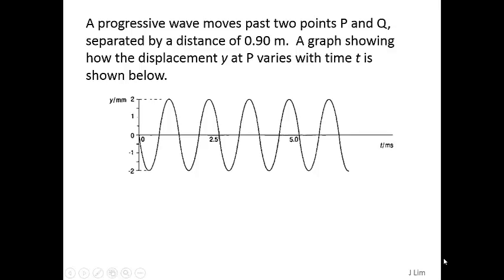A progressive wave moves past 2 points P and Q, separated by a distance of 0.9 meters. A graph showing how the displacement y at P varies with time is shown below. So displacement versus time.